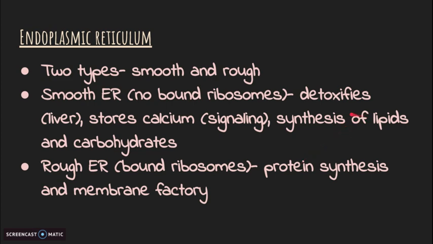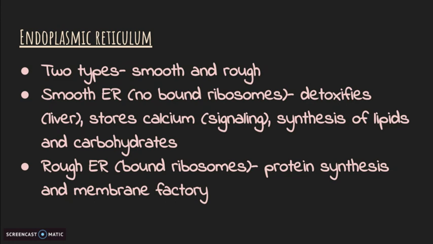The function of the smooth ER is that it detoxifies. This mainly happens in the liver. It also stores calcium, and I'm going to be talking about the function of that calcium later on when we talk about signaling. We also have the synthesis of lipids and carbohydrates. Those are the main functions of the smooth ER. The rough ER is mainly doing protein synthesis, which is very important.